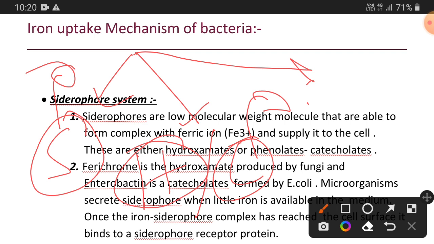This siderophore receptor protein will bind with the siderophore ferric iron complex. Then it will decide whether it will release the ferric iron for direct transport inside the bacteria, or the entire siderophore and ferric iron is transported via an ABC transporter. Both possibilities can occur, and inside the cell, surface ferric reductase that is present on the surface of the bacteria will convert ferric iron into ferrous iron that can be readily used by the pathogen. That is the entire concept of the iron uptake mechanism of bacteria.